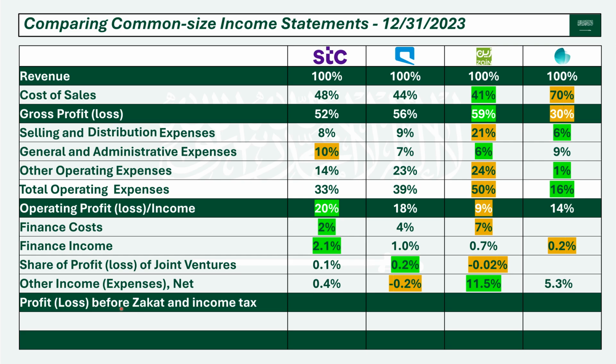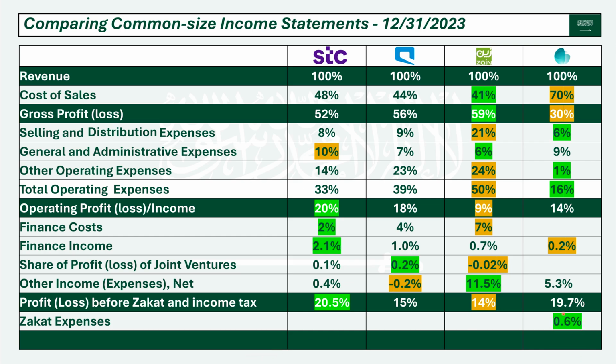As a result, the profit loss before zakat and income tax, the first position is STC with 20.5%. Still leading. It was in the first position in operating profit. Now it is still in the first position when it comes to profit before zakat and income taxes. Go Telecom in the second position with 19.7%. Mobily in the third position with 15%. And Zain in the fourth position with 14%.